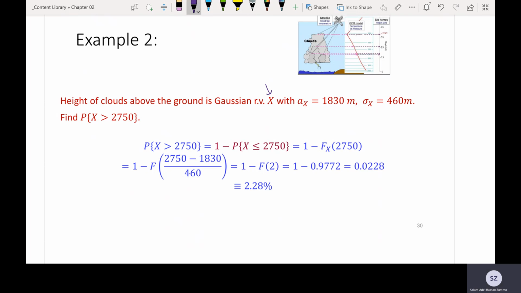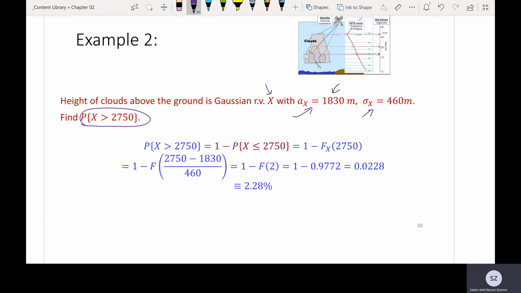High areas, low areas. This random variable has a distribution with average equal to 1,830 meters, and the standard deviation equal to 460 meters. So basically looking at the clouds above the ground, you can see that the average of their altitude is 1,830 and the standard deviation is 460. Now the question is, find the probability that a cloud is above 2,750.